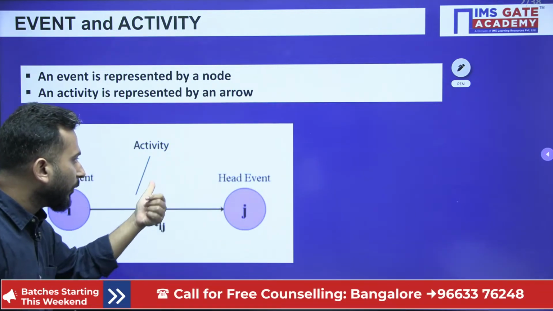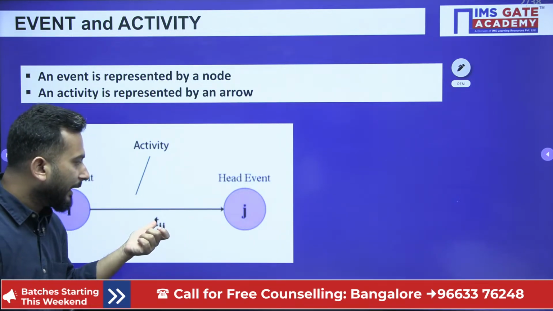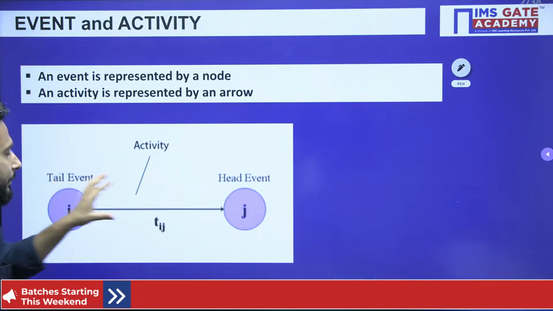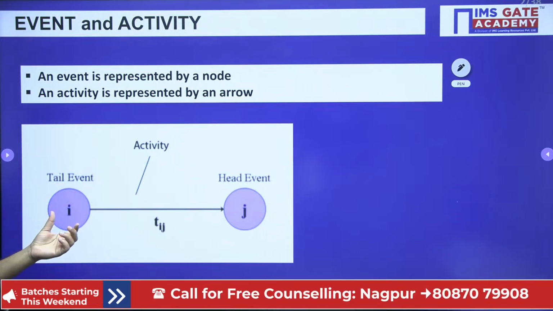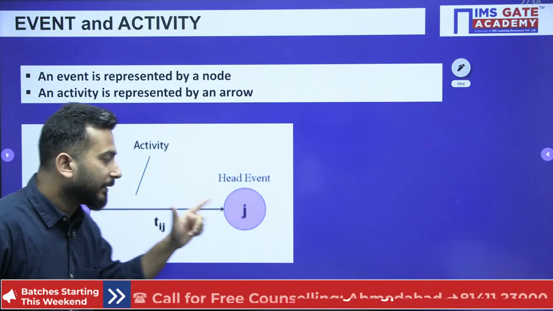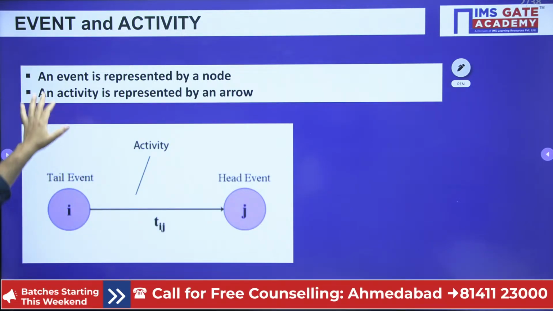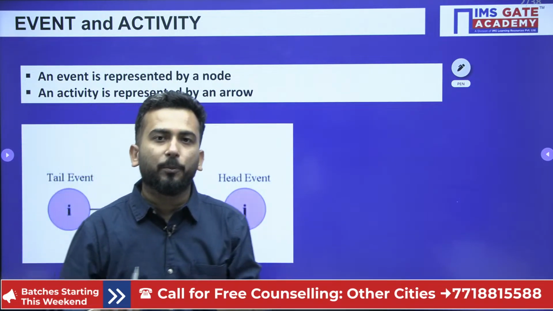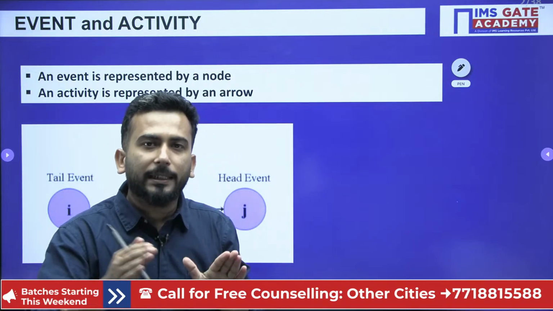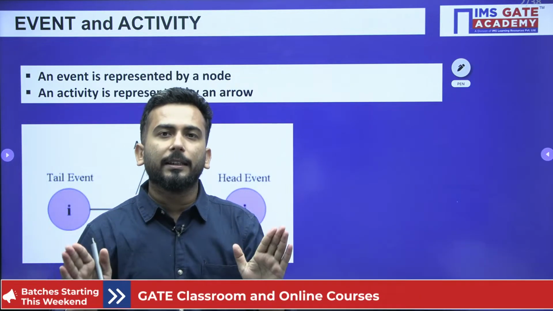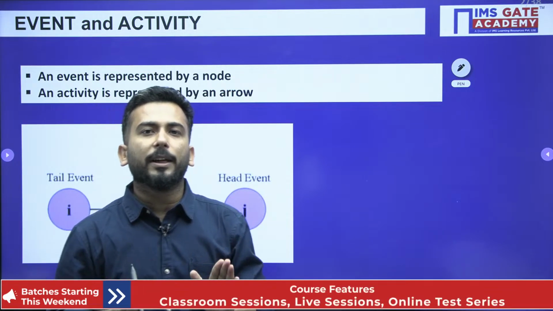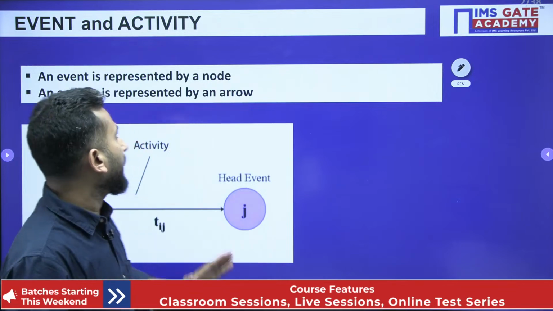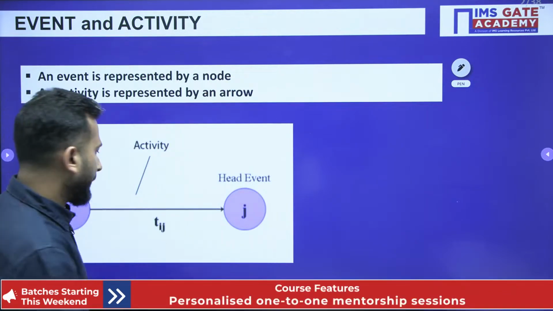This activity is going to consume resources, therefore I have written time t which is required to finish this activity, and these are the nodes or events. This is the head event, this is the tail event. You can clearly see event is represented by node, activity is represented by arrow, and in a complete project, so many activities, so many events are there, and that is our purpose, to evaluate an entire network diagram. I hope you have got the difference between event and activity.